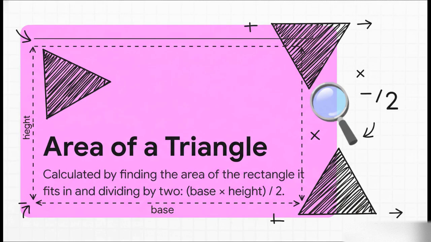So if the triangle is just half of the rectangle, then all we have to do is figure out the area of that imaginary bigger rectangle, which we know is base times height, and then just chop it in half, divide by 2. And boom, there it is, the formula for the area of any triangle.